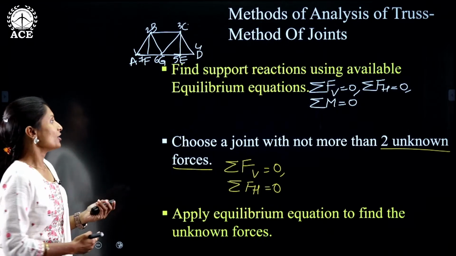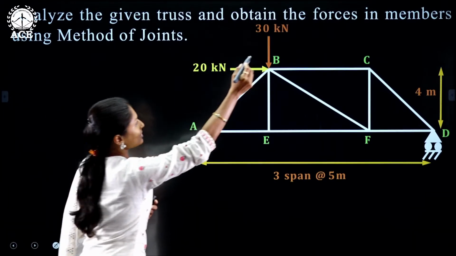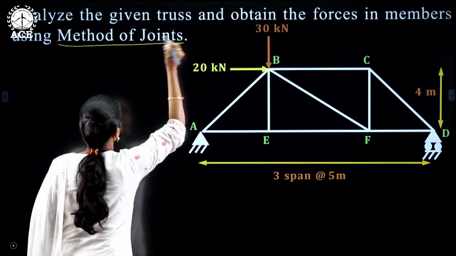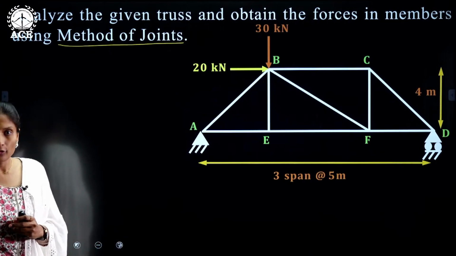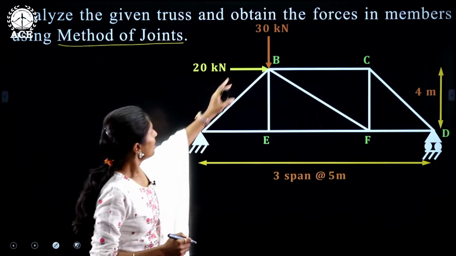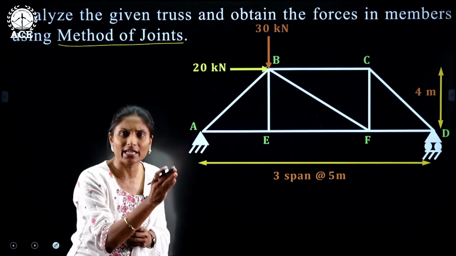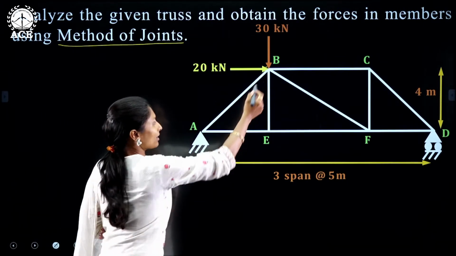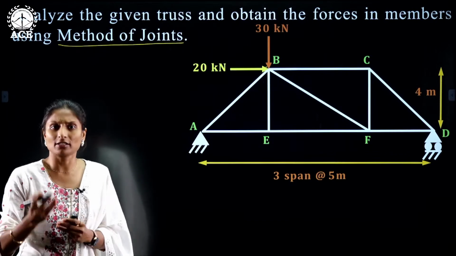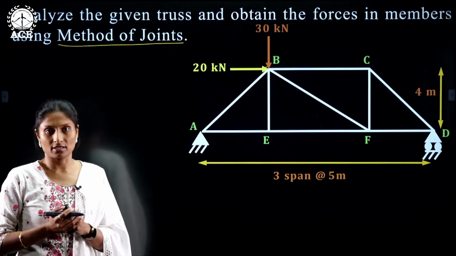Now let us jump into the numerical. Analyze the given truss and obtain the forces in the members using method of joints. They are asking you to determine the forces in members using method of joints, and the truss given is here. Let me just recall the assumptions. You can see the loads here are acting only at B. B is also a joint, right? So the loads acting on a truss act only at the joints. Similarly, there are vertical members, horizontal members and inclined members. Whatever the direction or inclination of the members, the member must be perfectly straight.